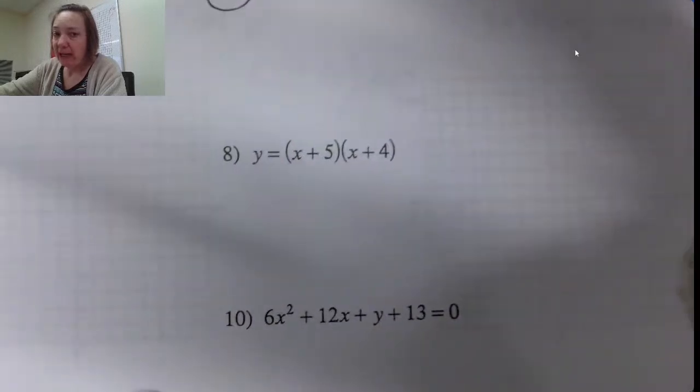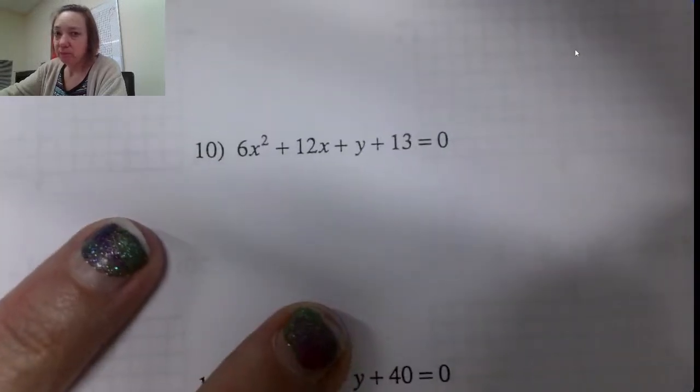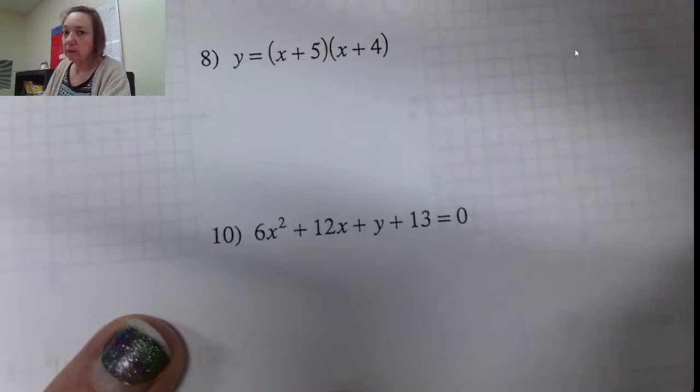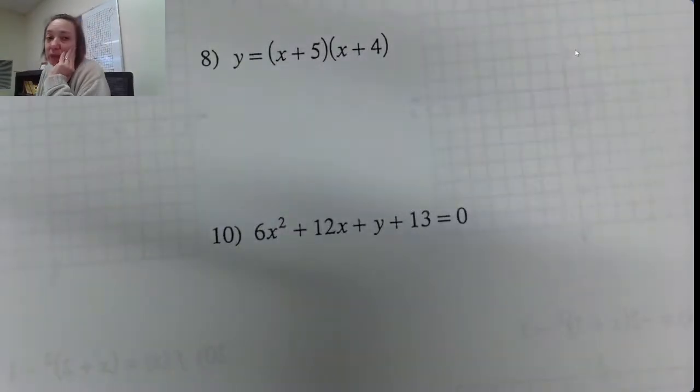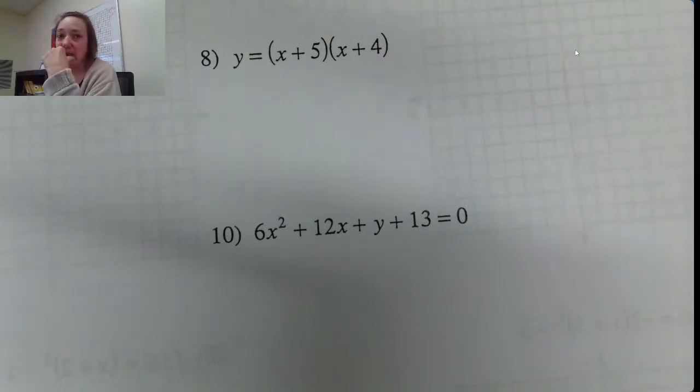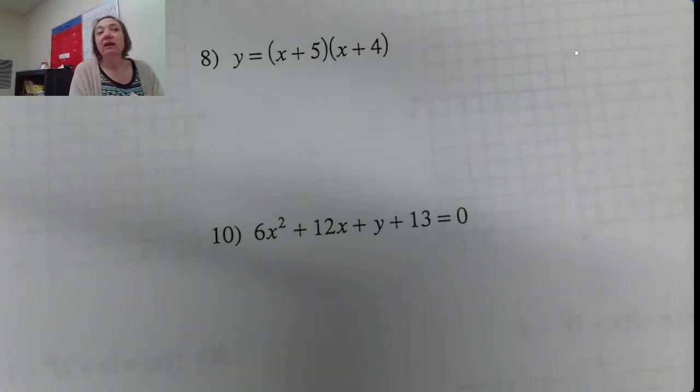So on 8, tell me what you notice. You got 2 sets of parentheses. You can't tell what A, B, and C are because it's not in standard form. So we need to put it in standard form. Any idea how we're going to do that?